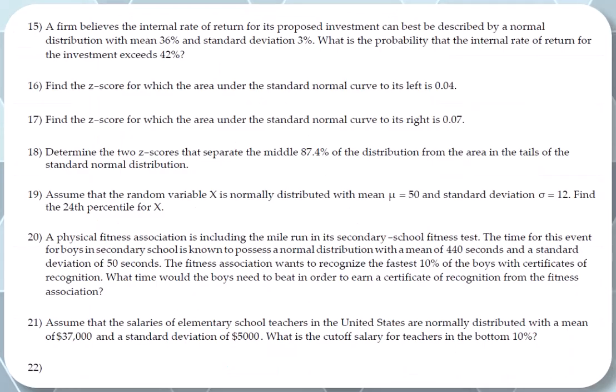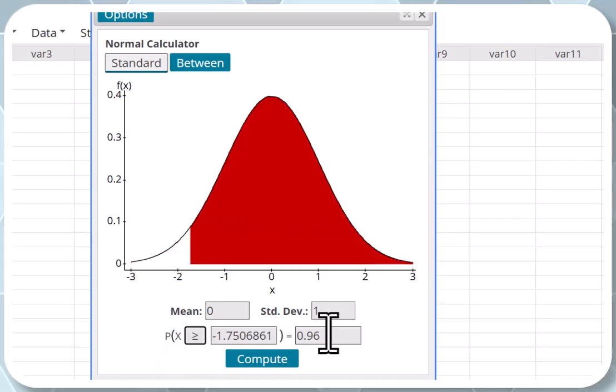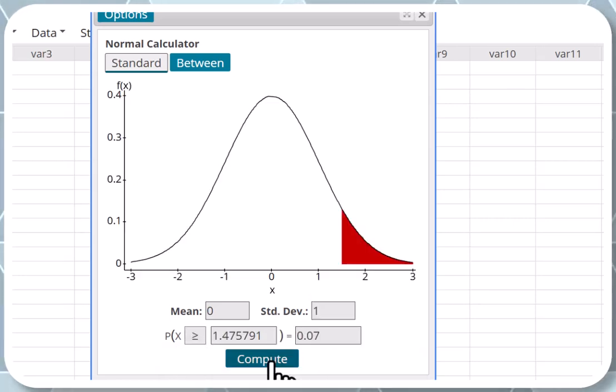Next question. Find the z-score for which the area to its right is 0.07. So we change this one to greater, and we put 0.07 right here. And it's 1.48.